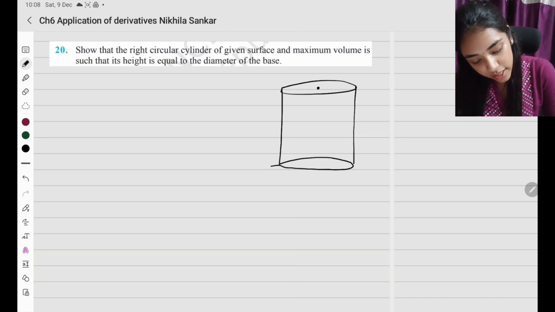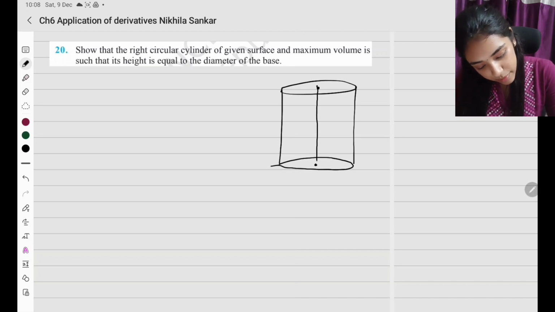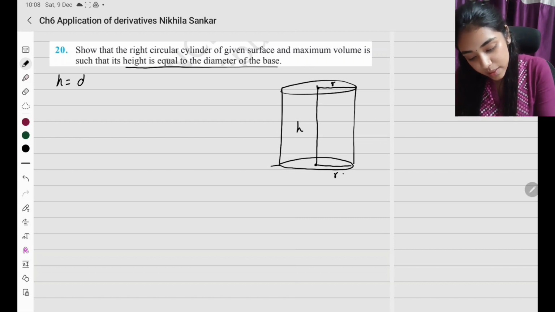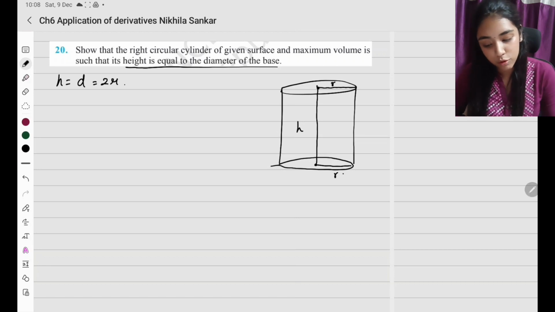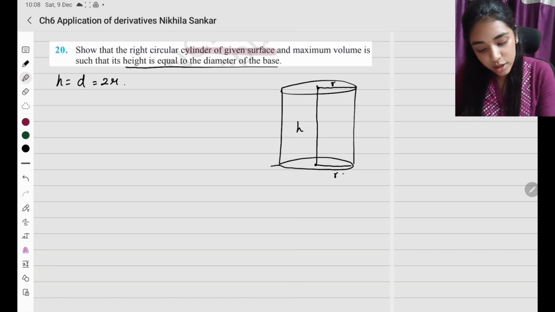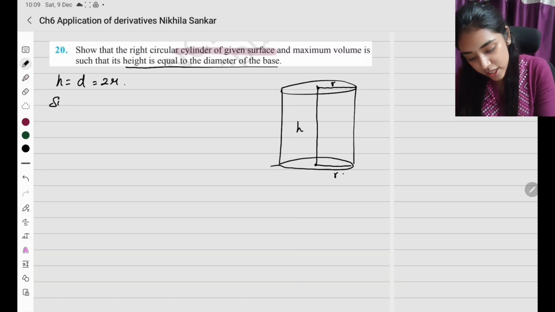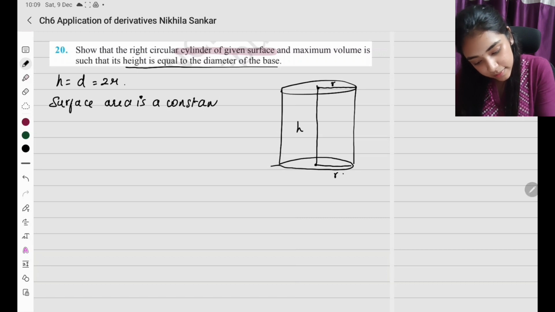So let me draw the height. This is going to be my height. And this is going to be my radius. This is going to be my radius. What have they given? The height is equal to the diameter of the base. Height equals the diameter, which means it is twice the radius. So this is one relation we know. And the right circular cylinder of a given surface area. The surface area is not changing. So the surface area is a constant.